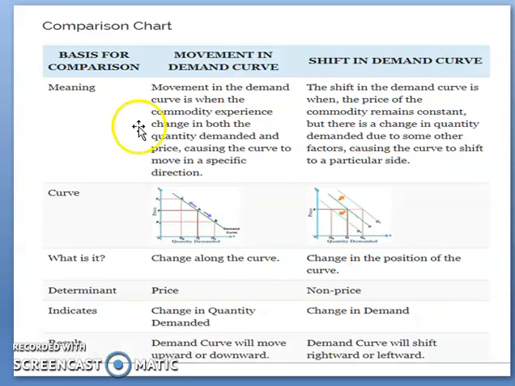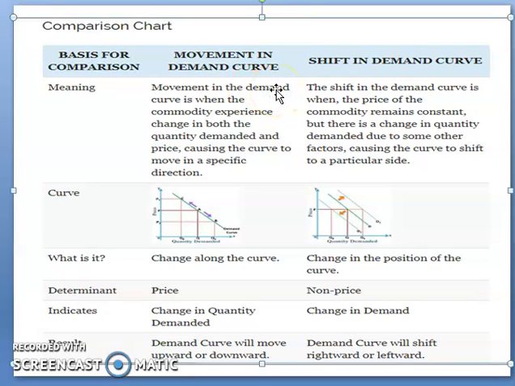Let us understand this with the help of this comparison chart also. The first basis of comparison is meaning. Movement in demand curve is when the commodity experiences a change in both the quantity demanded and the price, causing the curve to move in a specific direction. It can be upward or downward. And shift in demand curve is when the price of the commodity remains constant but there is a change in quantity demanded due to some other factors, causing a shift in the demand curve. It can be a rightward shift or a leftward shift.